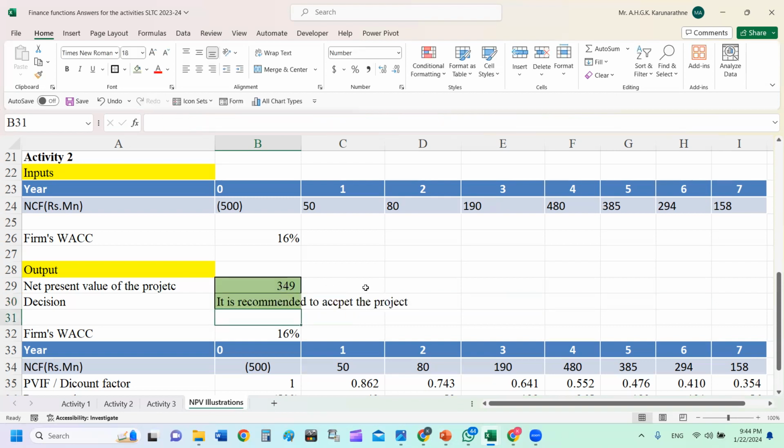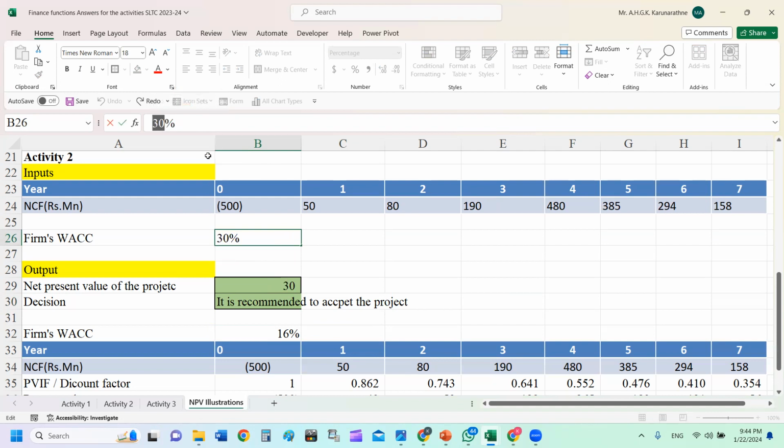Enter. Okay, now you can see it mentioned reject the project, accept the project. It is recommended to accept the project. Right? Now, increase your discount rate to, let's say, 30%, or the discount rate is 33%. 30% is still accepting. 40% is done.